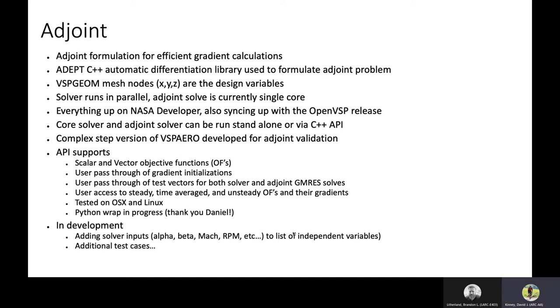In development, right now, the gradients are basically with respect to the mesh nodes. So X, Y, and Z for every node in your mesh. So if you've got a mesh of a thousand nodes, that means you've got 3,000 design variables, basically X, Y, and Z at every node. And we come back with the gradients with respect to that mesh. We're adding in basically all the solver inputs. So you'll be able to directly get partials of, say, CD with respect to alpha, beta, Mach, RPM, et cetera, for all the different types of inputs that you generally would run.